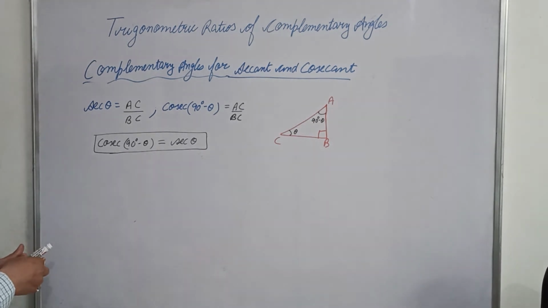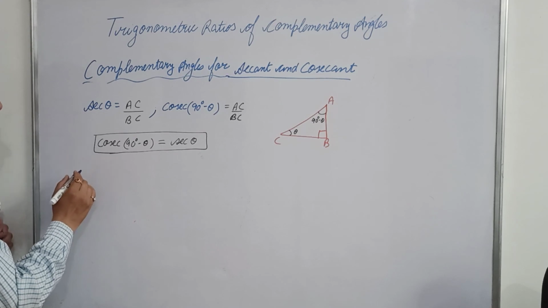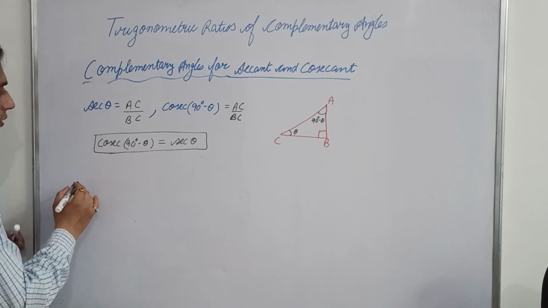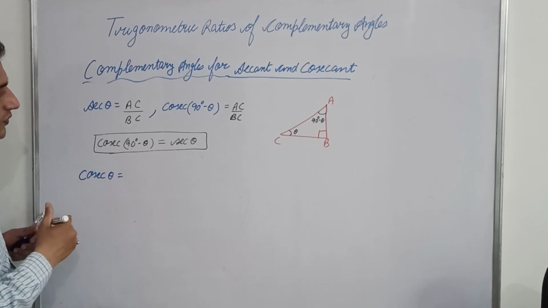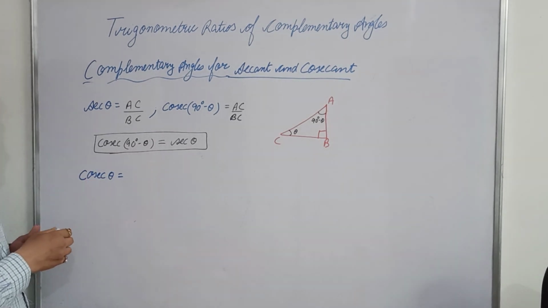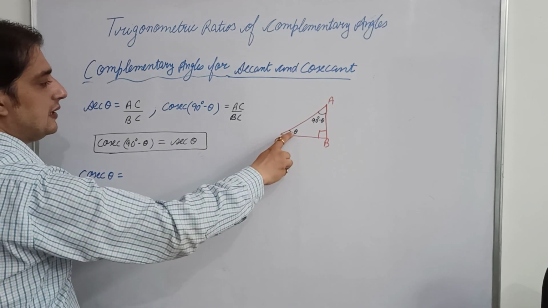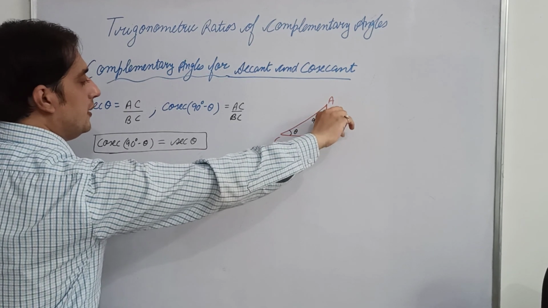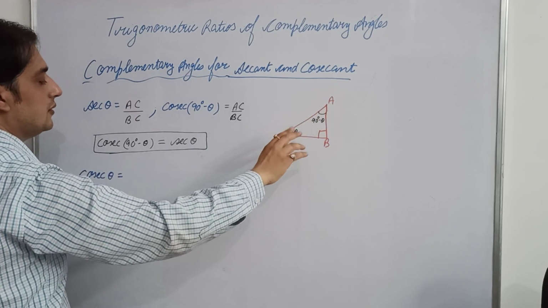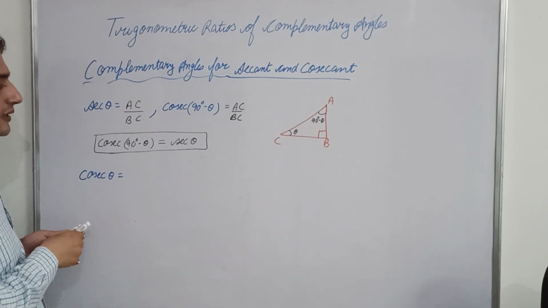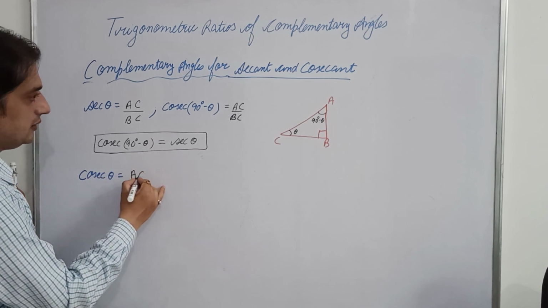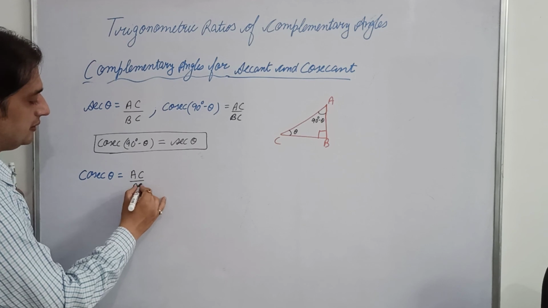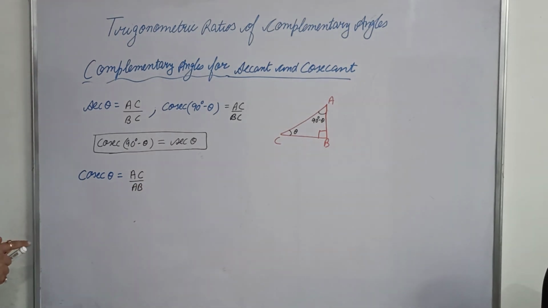Next, if I find the value of cosecant of theta, you know cosecant is the reciprocal of sine. For this angle, the perpendicular is AB and the hypotenuse is AC, but we have to take its reciprocal, that is hypotenuse by perpendicular, and that value is AC upon AB.